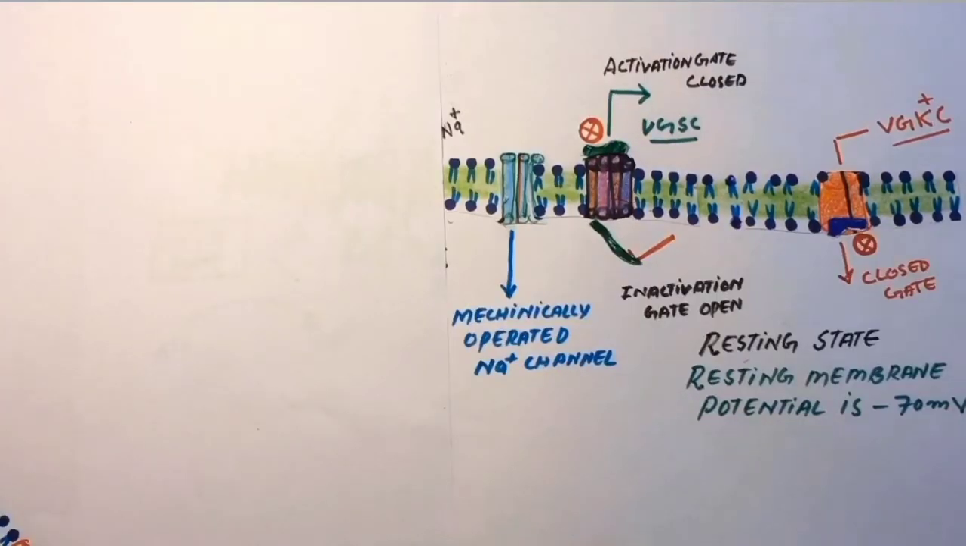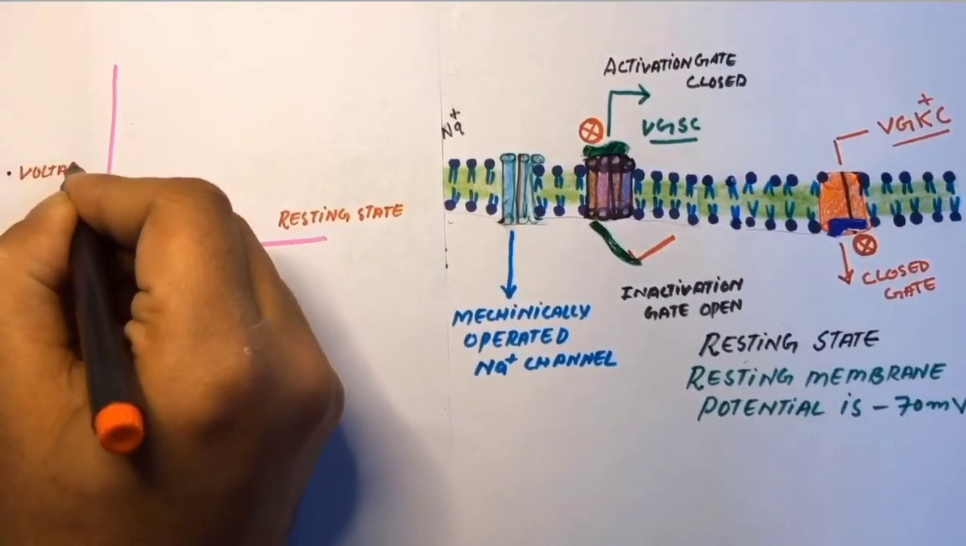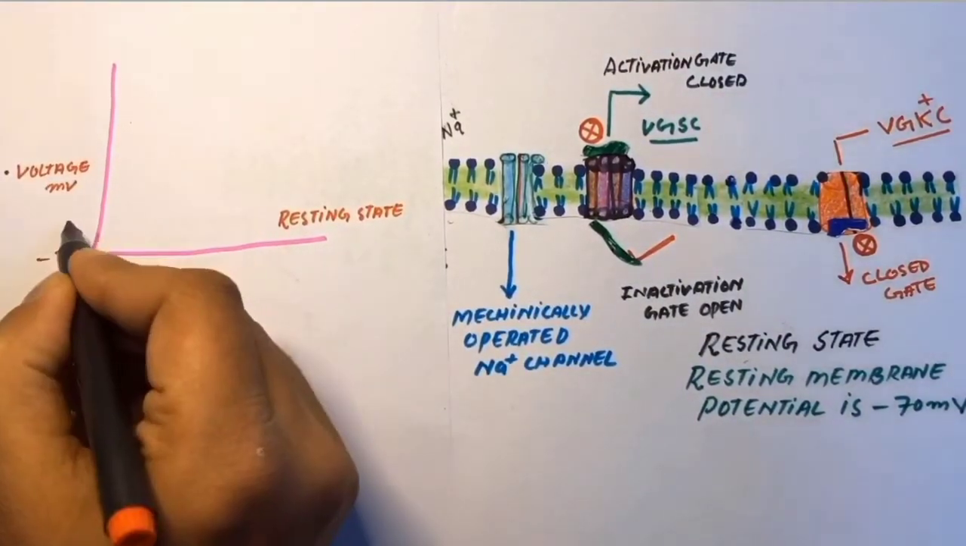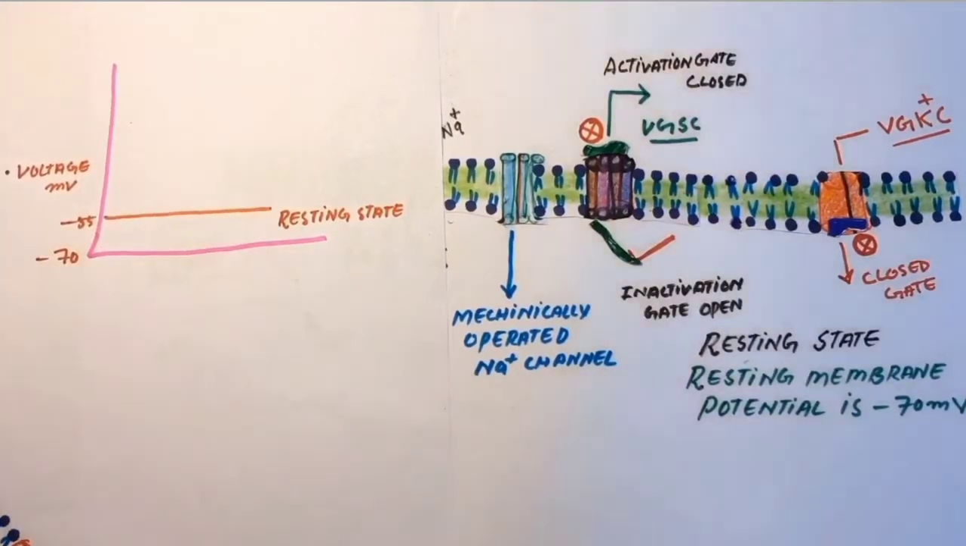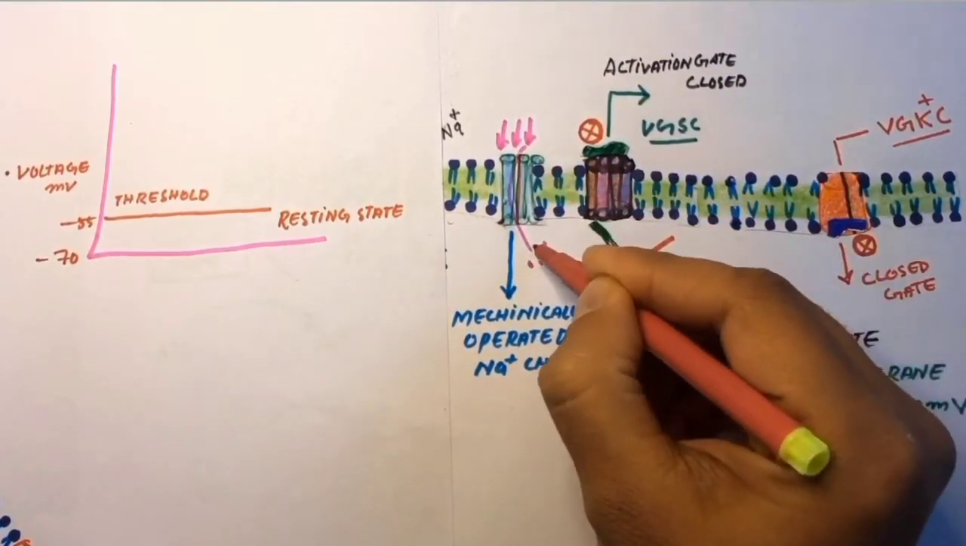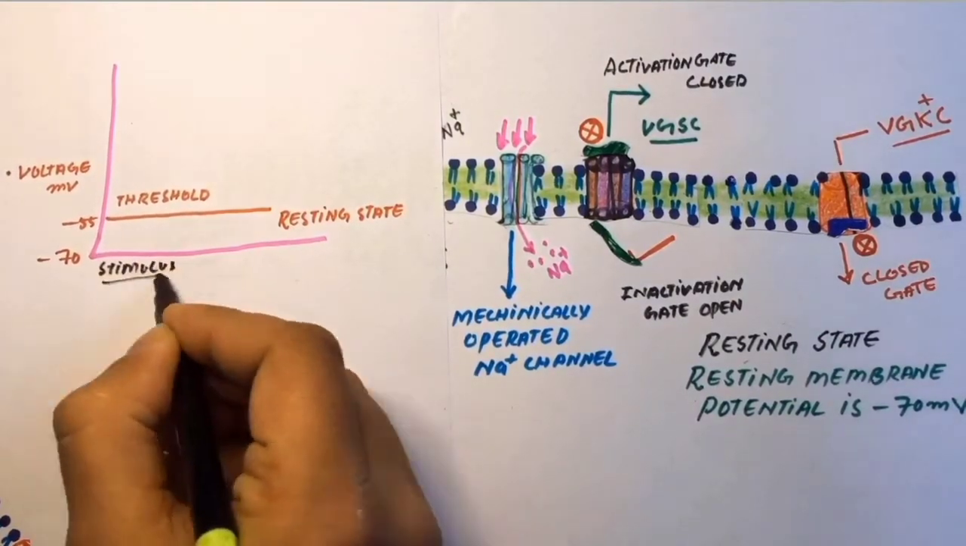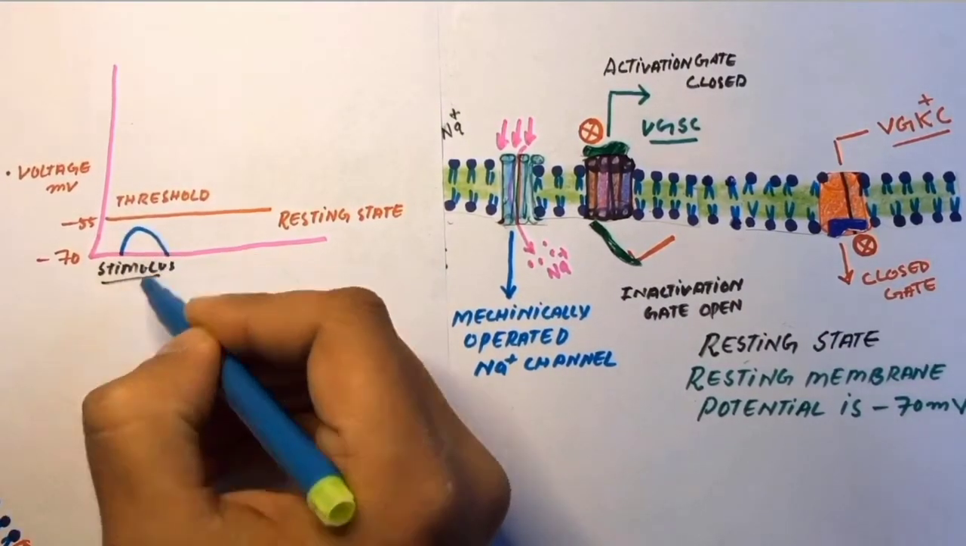Here we are going to draw the graphical representation of the membrane potential. The membrane potential of a resting neuron is -70 millivolts. And here this -55 is the threshold for sodium. When we touch the neuron, there is a little distortion in the membrane. The touch-sensitive channel slightly opens and a little bit of sodium will come in. The stimulus was very little and could not take it to the threshold, and it will eventually die out.